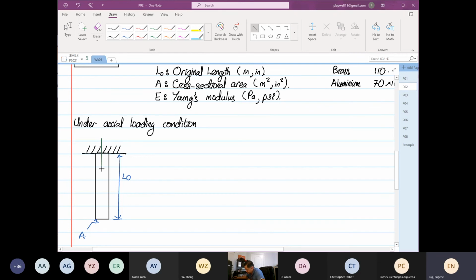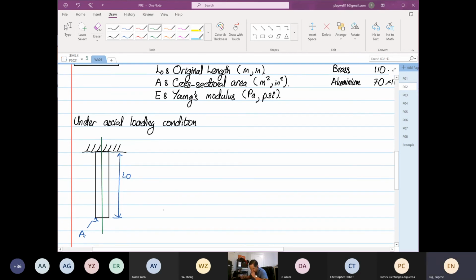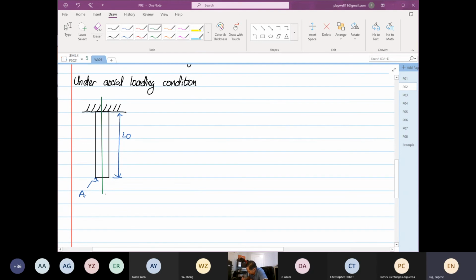Okay, so this is our neutral axis. Okay, and for this case, what we have down here is no load. No load is applied, right?